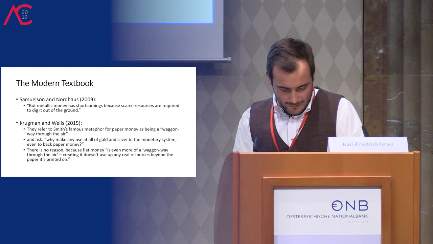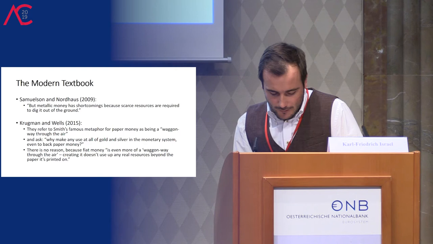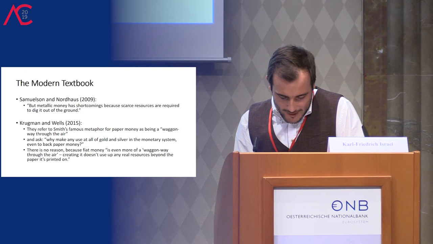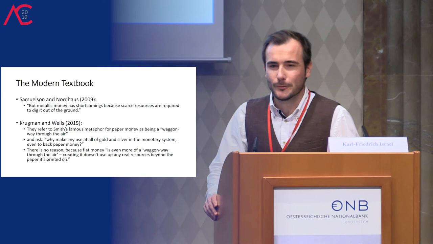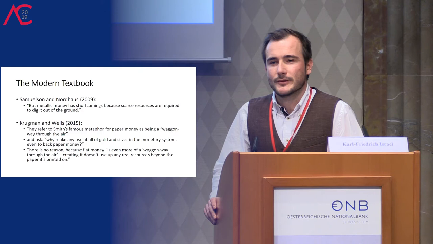And then, more specifically, in Krugman and Wells, their textbook on international trade, they refer to Smith's famous metaphor for paper money as being a wagon way through the air. And then they ask rhetorically, why make any use at all of gold and silver? And of course, the answer is, don't worry, we don't use it anymore, because having a pure fiat money is even more of a wagon way through the air, and it doesn't need any real resources except the paper that you print the banknotes with.